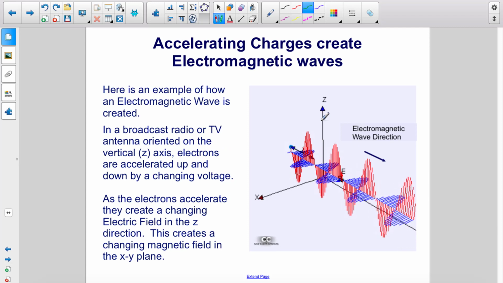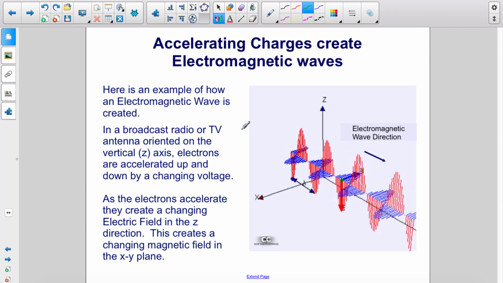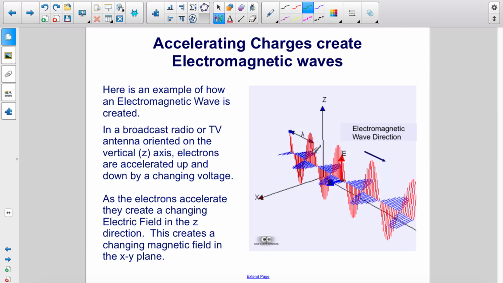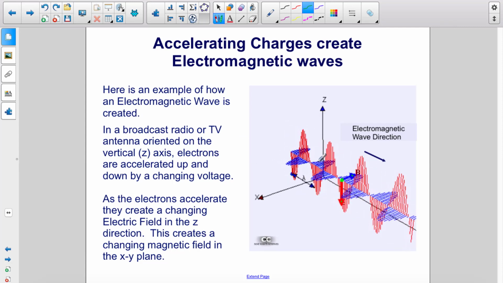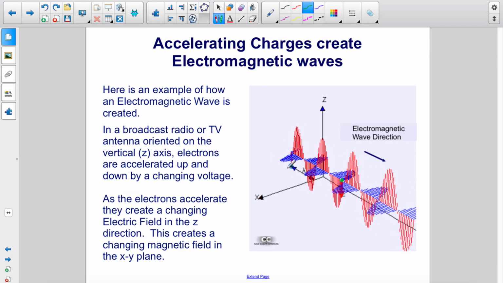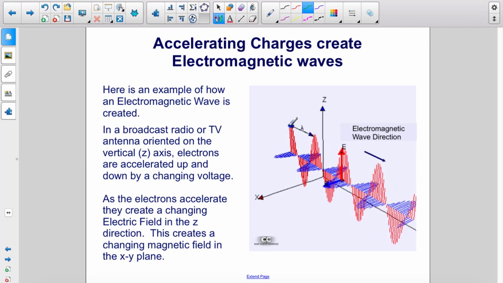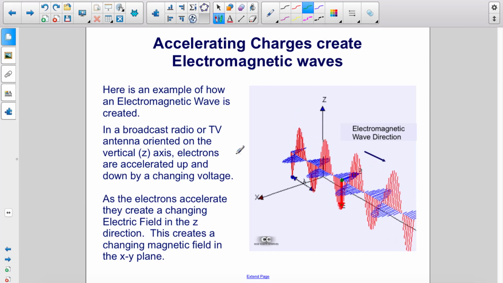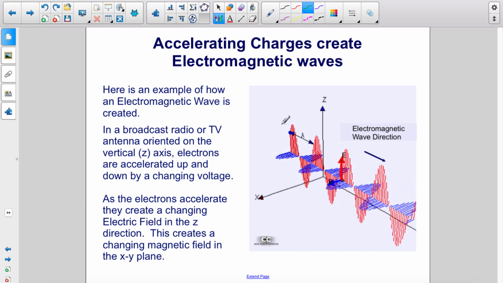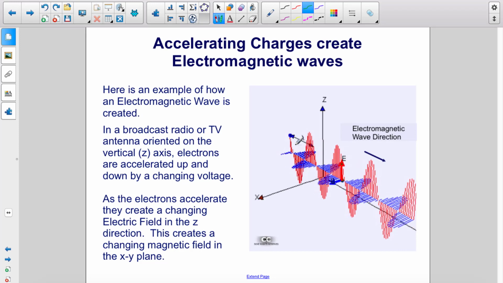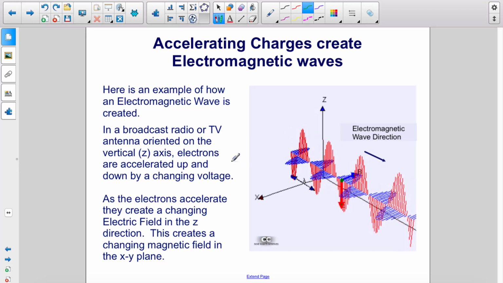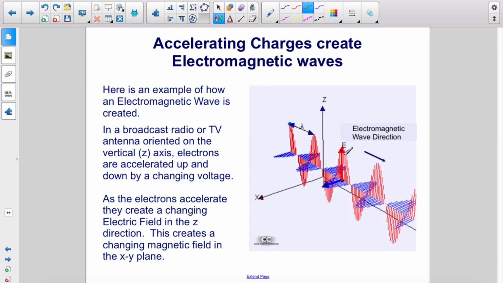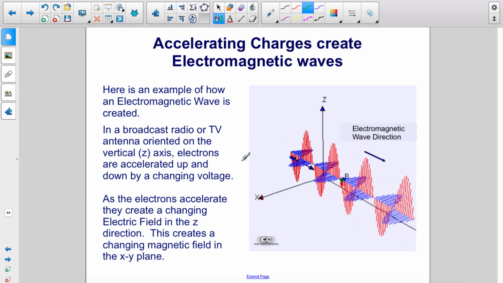Here's an example of how an electromagnetic wave is created. In a broadcast radio or TV antenna oriented on the vertical z-axis here, electrons are accelerated up and down. See this dot here? They're accelerated up and down by a changing voltage. As the electrons accelerate, they create a changing electric field in the z direction. This creates a changing magnetic field in the xy plane, shown in blue.